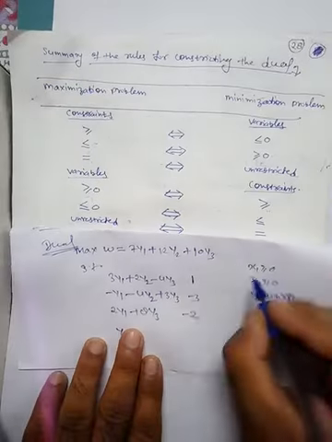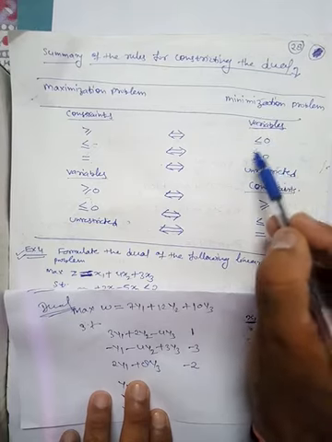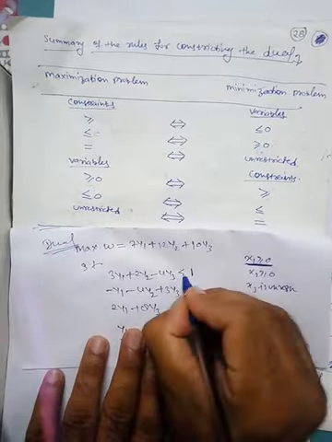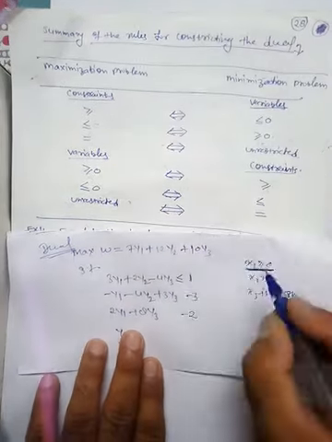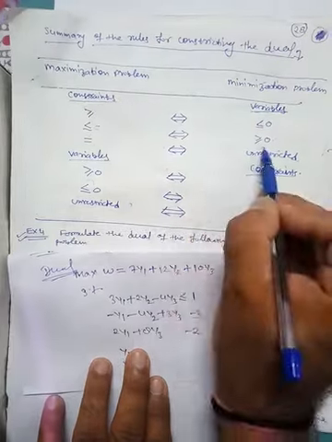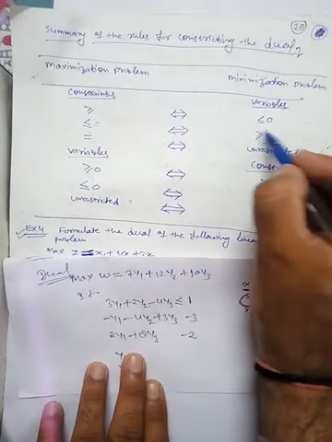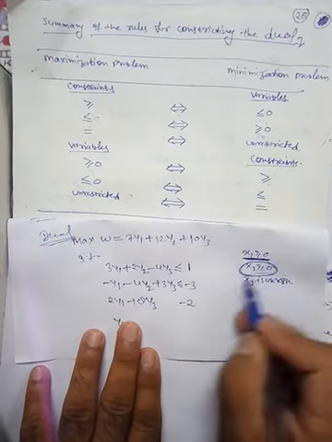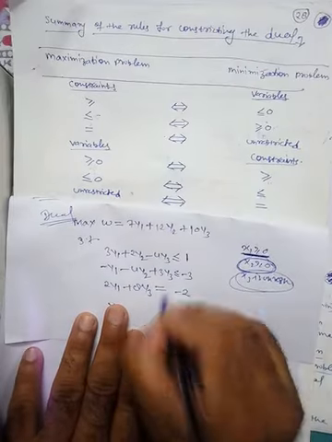Here the first variable is greater than 0, so the associated constraint should be less than type. That's why this will be less than type. If we look from this side, the variable is greater than 0, that's why the constraint should be less than type. The second variable x2 is greater than equal to 0, so this is also greater than 0, that's why the constraint should be less than type. The third variable is unrestricted, so the associated constraint will be equality.